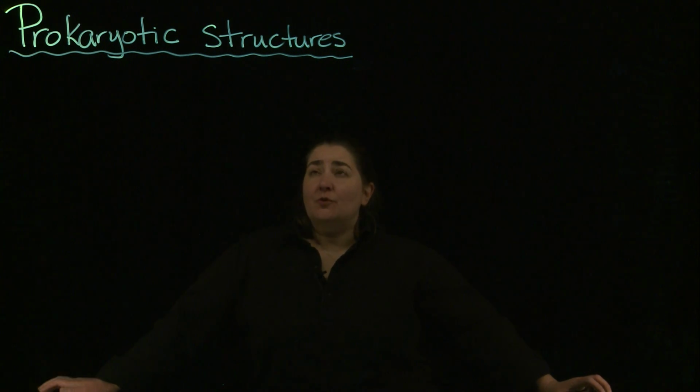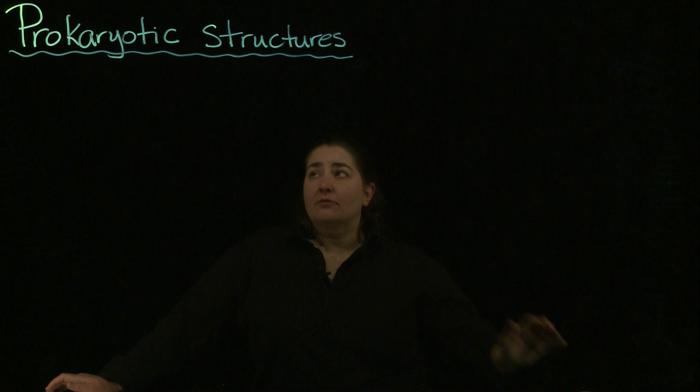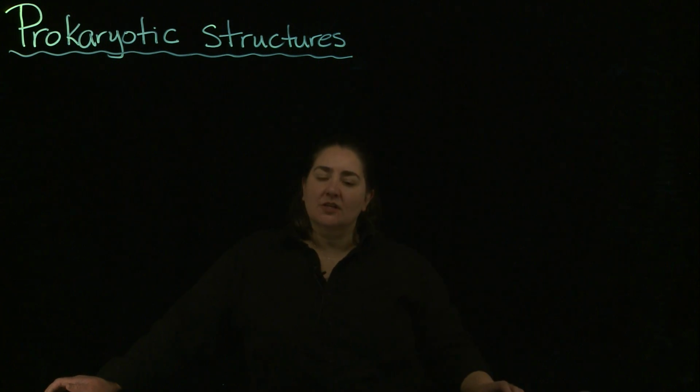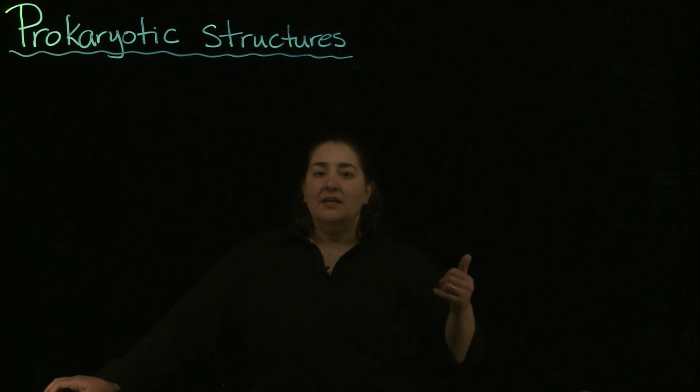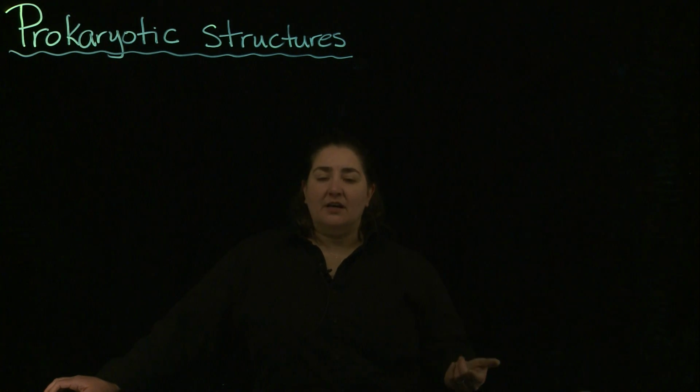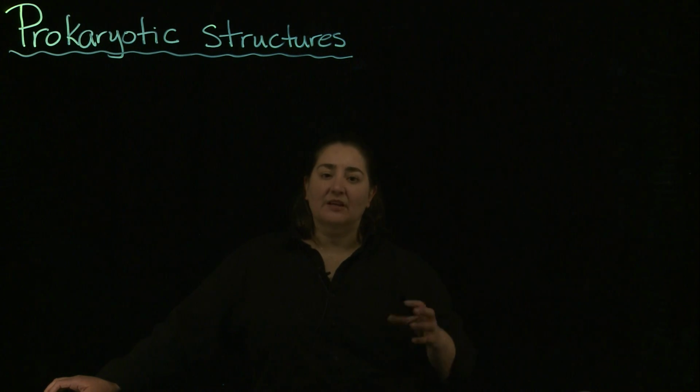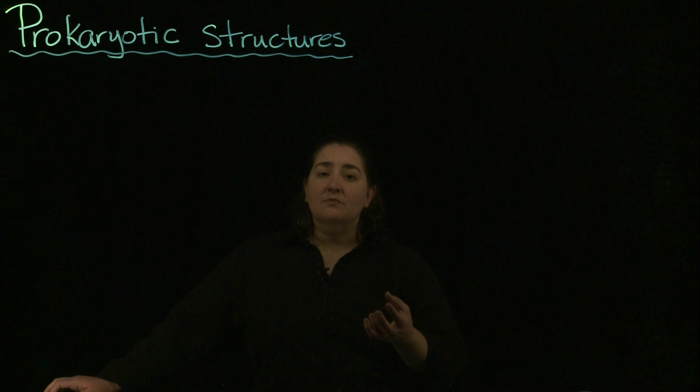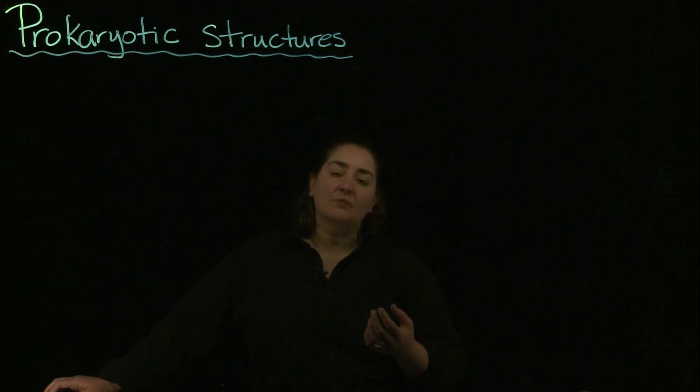Hello folks, so what we're going to talk about in this video are different structures associated with prokaryotic cells. If you remember back to your introductory biology class, you had to memorize all of those organelles associated with eukaryotic cells. Things like the nucleus, the mitochondria, the Golgi apparatus, the endoplasmic reticulum. Those are components found in all eukaryotic cells. We're going to do the same thing here with prokaryotic cells, with bacteria.